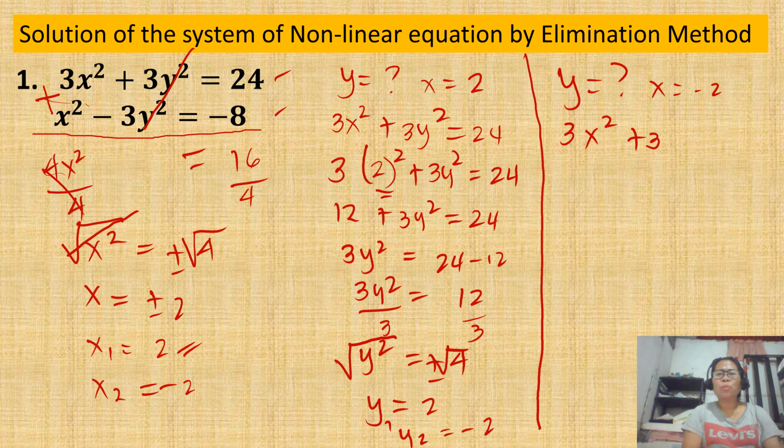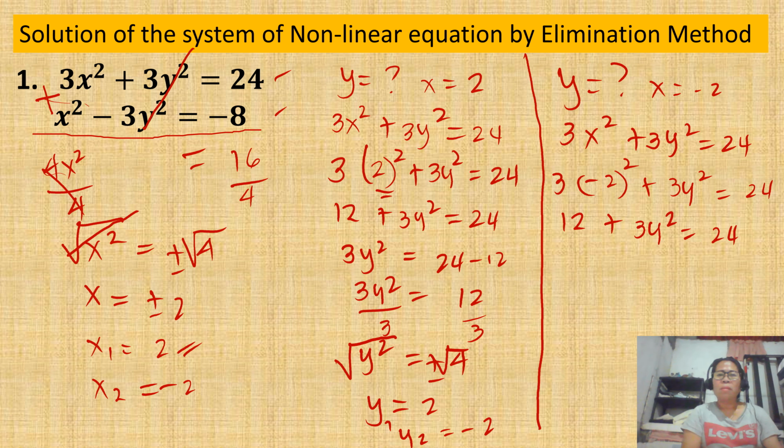We have 3x squared plus 3y squared is equal to 24. Now we will be using -2, so 3 times x, which is -2, squared, plus 3y squared is equal to 24. Then you know that -2 squared will be 4, times 3 will be 12. And then 3y squared is equal to 24 minus 12.